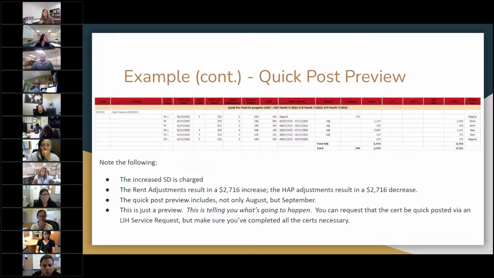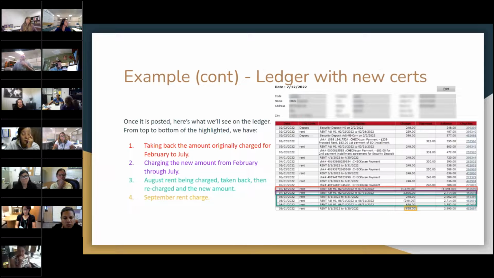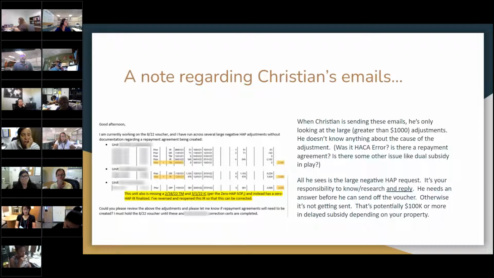So let's hop back here. If this was posted, everything's showing on the adjustment, and you didn't do anything with it, you would get an email that looks like this from Christian. All he's doing is looking at the amounts on the voucher, and he's saying, we're asking HUD for $2,385 less than what we previously asked for. What's going on? That's all Christian knows. That's all he's aware of.